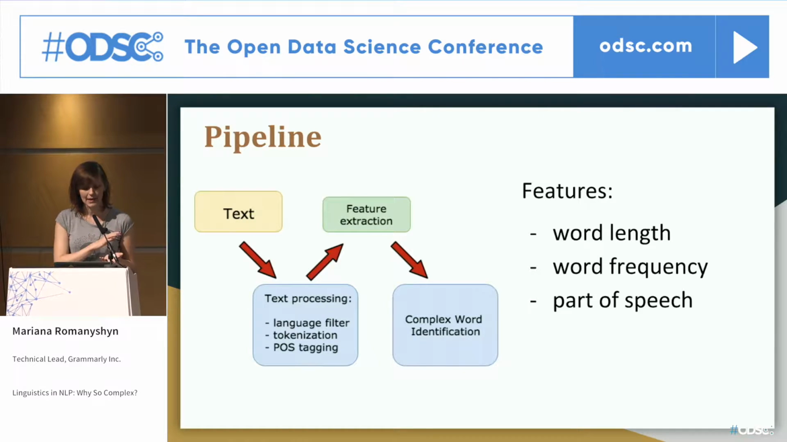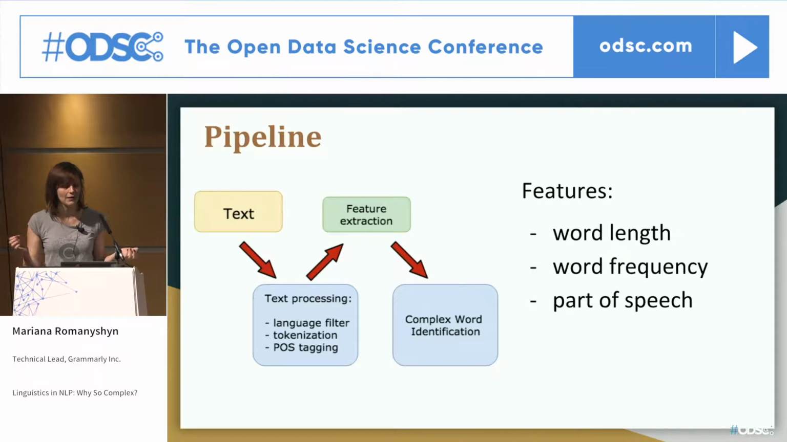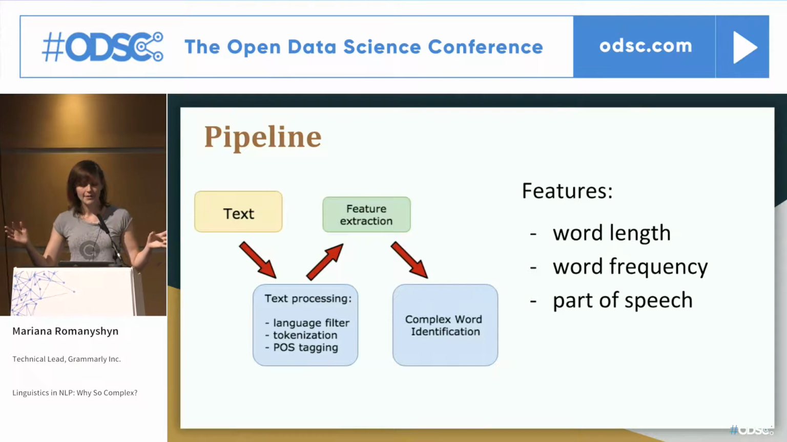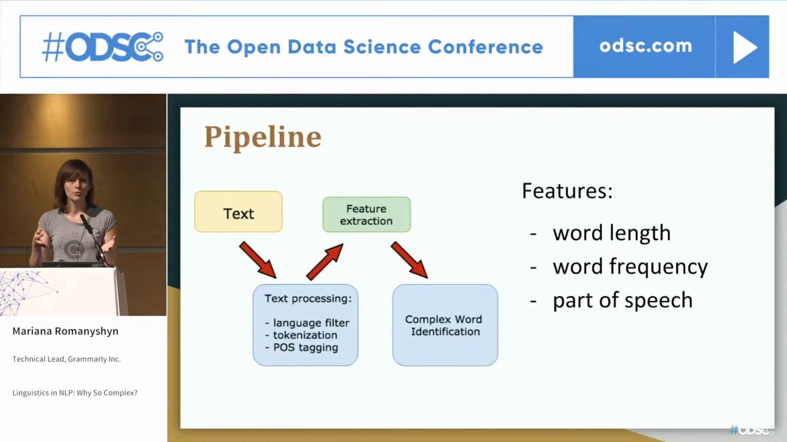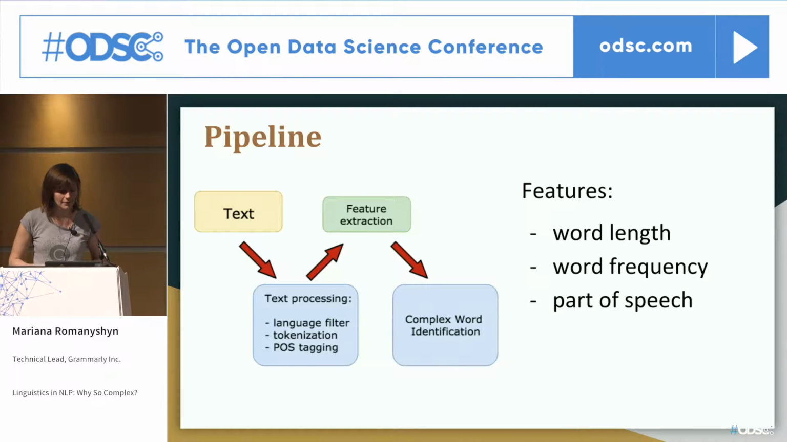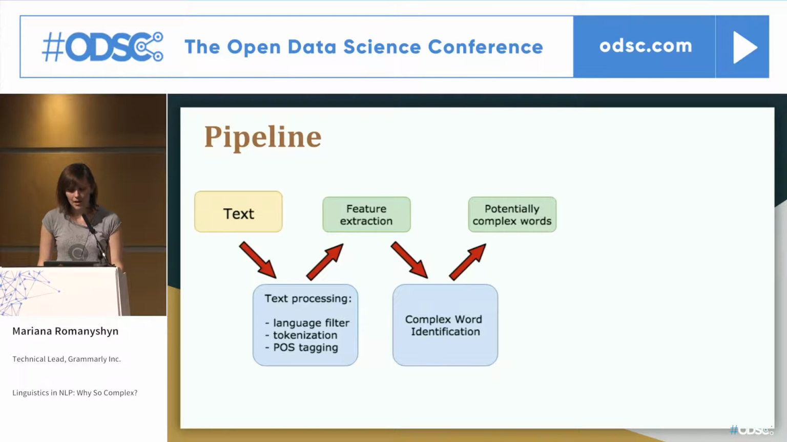After this text processing, we can do some feature extraction. If we use our intuition or any paper that we find on complex words, we can see that the main 3 features are the word length, word frequency, and part of speech. We just assume that complex words are long, have low frequency, and are rarely used in the language, right? That sounds really obvious. That will help us build our complex word identification module, which will be a classifier, for example, a linear regression probabilistic classifier. That will give us potentially complex words.